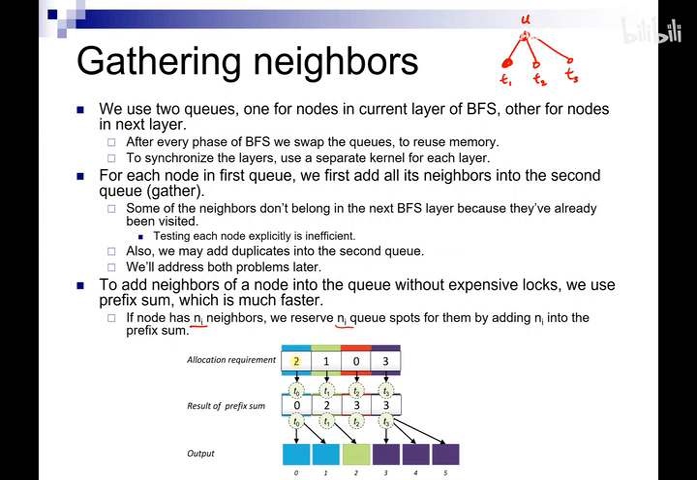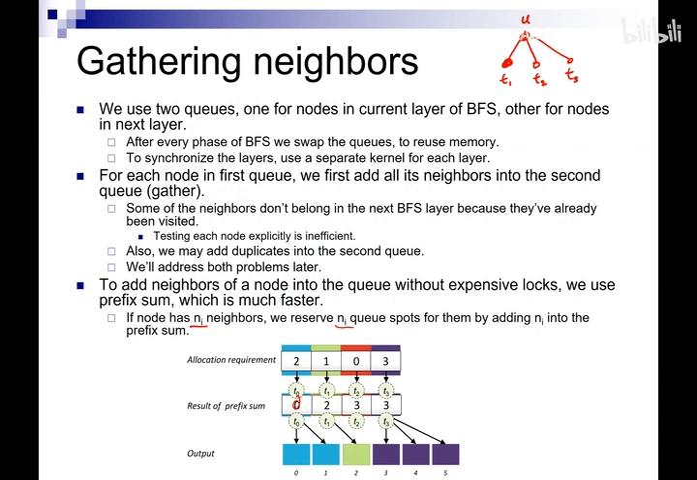To make this more concrete, if you do an exclusive prefix sum on this array here, 2, 1, 0, 3, you're going to get these answers. That means the first node, who wants 2 spots, should start at location 0. The next node, who wants one spot, should start at location 2, because the first guy has already reserved 2 locations. The third guy should start at location 3, and the fourth guy should also start at location 3, because the third guy doesn't have any neighbors.